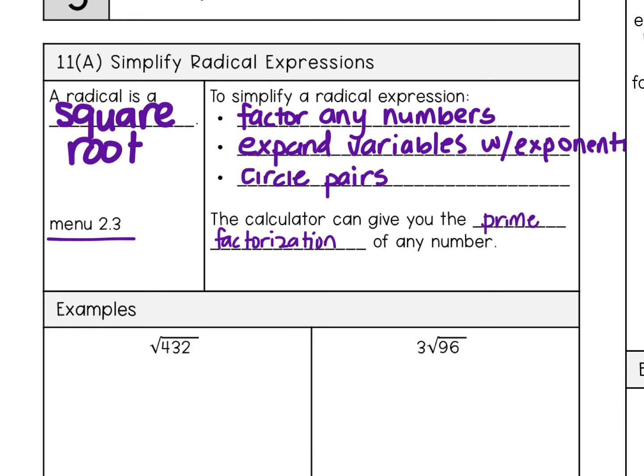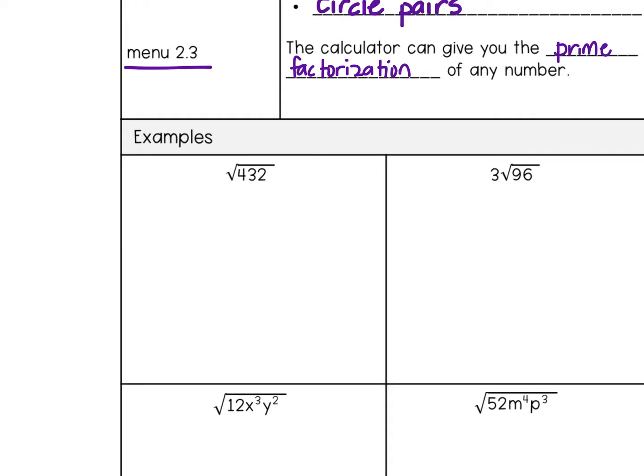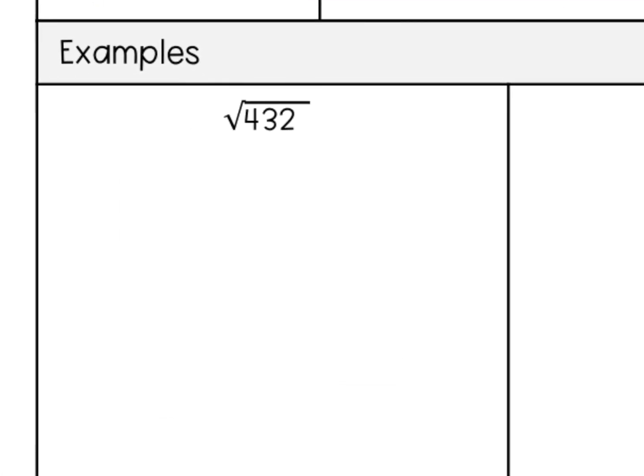Okay, so I have 4 examples right underneath. So starting with 432, I want to simplify this. So I'm going to go to my calculator, and I'm going to go to menu 23 and type in the number 432. Okay, so what it gives me when I do that is, so I'm still going to draw the radical symbol, 2 to the 4th power times 3 to the 3rd power.